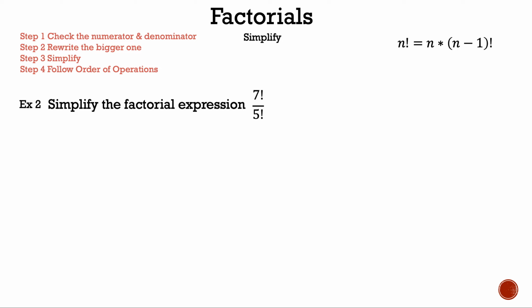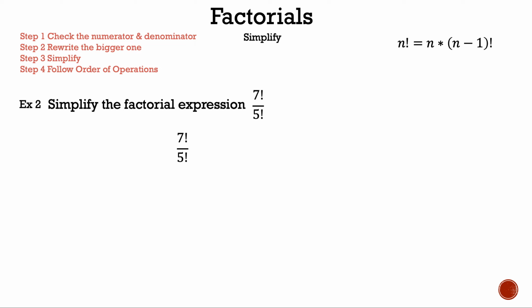Our steps have changed. Let's read them. Step 1, check the numerator and denominator. Step 2, rewrite the bigger one. Step 3, simplify. Step 4, follow order of operations. Now, let's read the question. Simplify the factorial expression 7 factorial over 5 factorial.